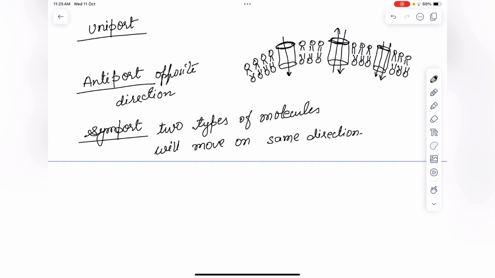So uniport, antiport, symport. Uniport is movement of molecules in one direction, when one molecule moves in one direction. Antiport means movement of two types of molecules in different directions. Symport, two types of molecules will move in the same direction. So we have completed facilitated diffusion.